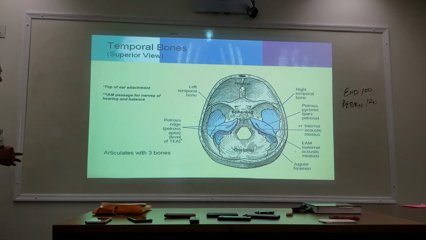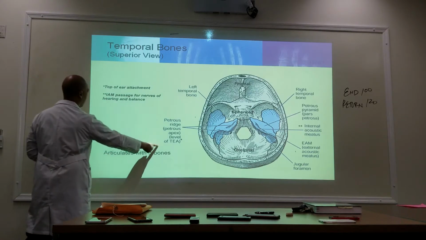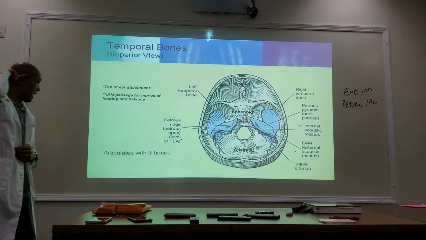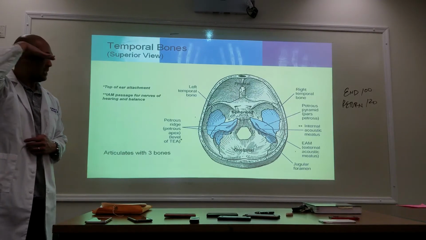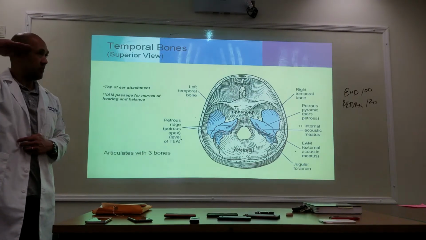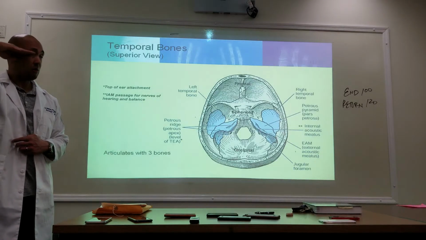Okay, the petrous ridge, remember, it's that jaggedy, edgy part of the petrous portion. That's at the level of the TEA. I gave you guys a reference here. TEA stands for top of the ear attachment. So the top of your ear is generally the level of those petrous ridges. Okay?